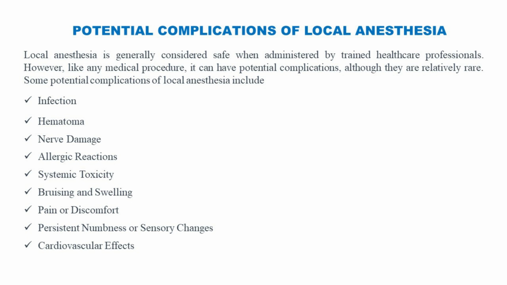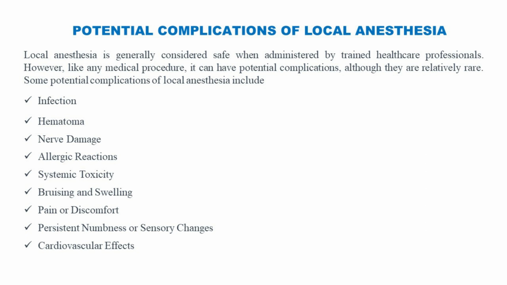2. Hematoma. Hematoma is the collection of blood outside blood vessels and can occur if a blood vessel is accidentally punctured during the administration of local anesthesia. It may cause localized swelling, pain, and discoloration. 3. Nerve damage.